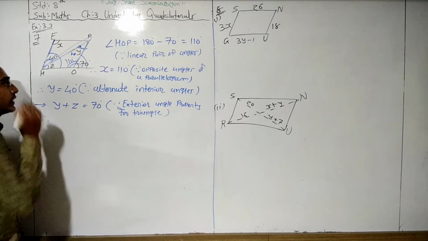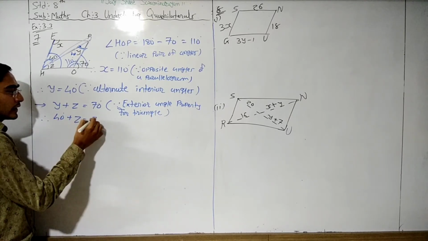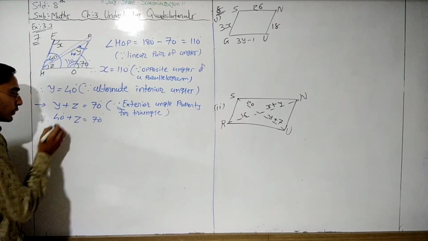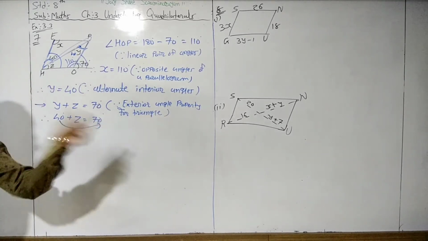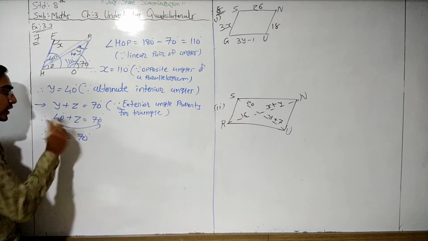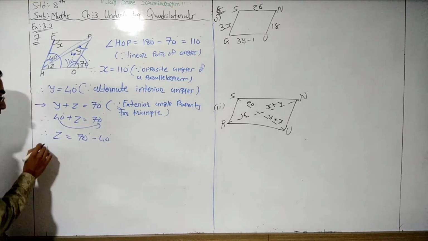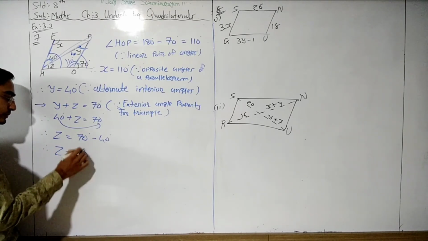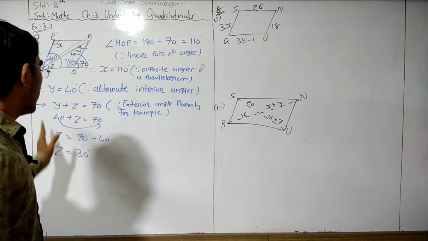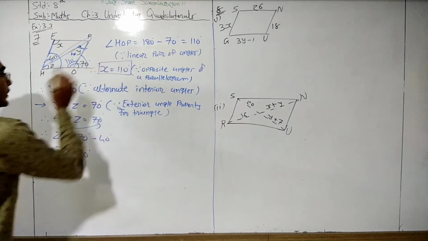Now put the value of y here, y is equal to 40 degrees. So 40 plus z is equal to 70. Now for finding the value of z, transfer this 40 to the right hand side. So z is equal to 70. If you transfer this plus 40 to the right hand side, it becomes minus 40. So finally z is equal to 30 degrees. So x is equal to 110, y is equal to 40 and z is equal to 30. These three are our answers.